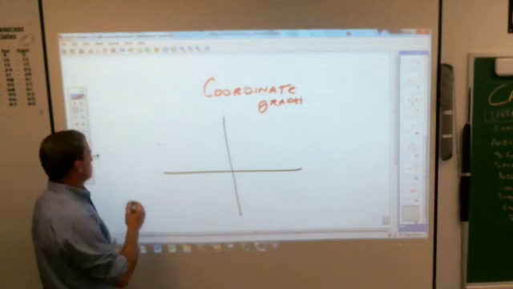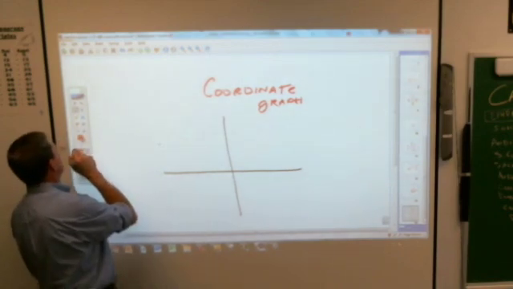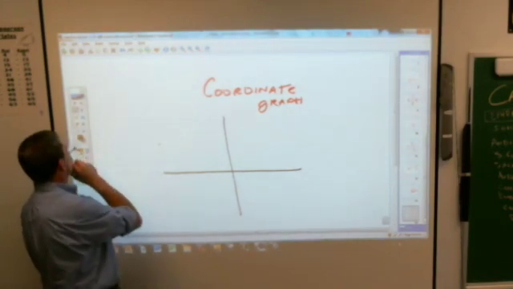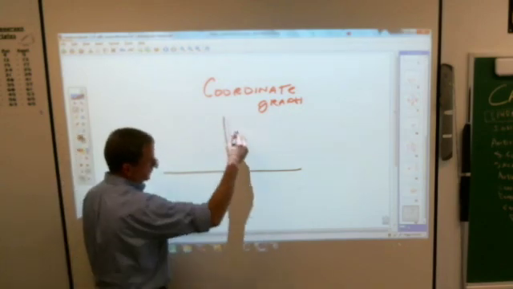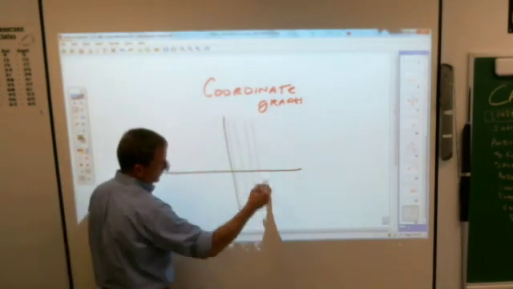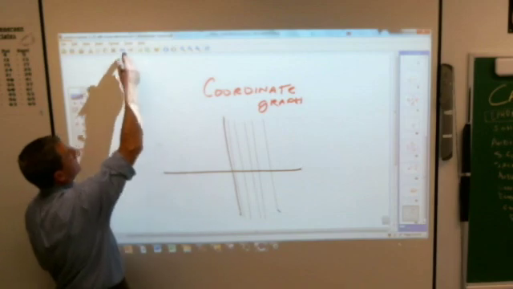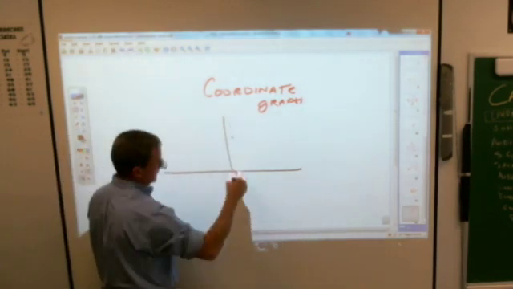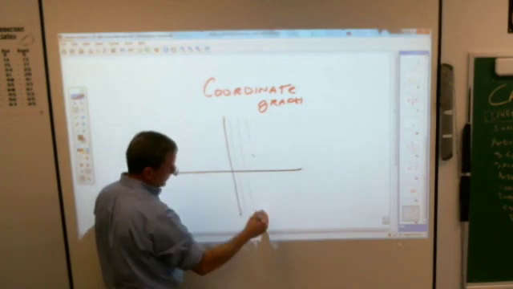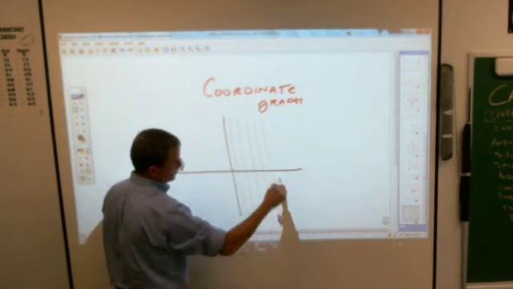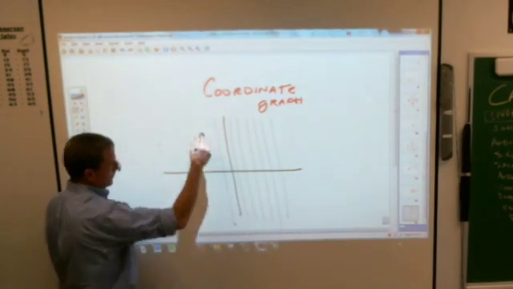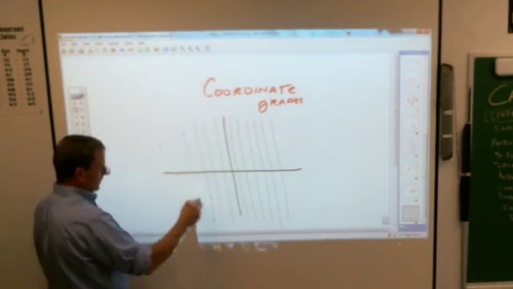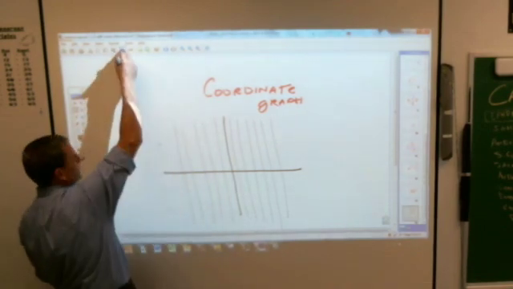Coordinate graphing means you're just graphing on a grid, right? Fortunately for you, you have nice little grids all over your paper.